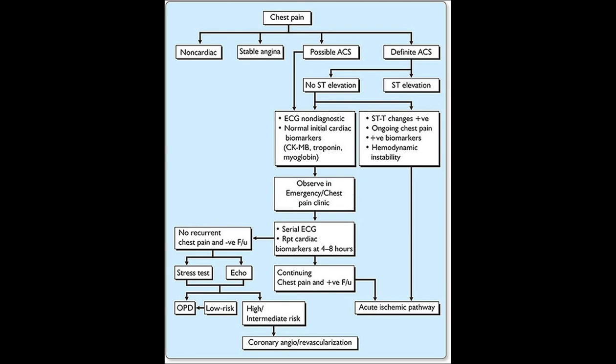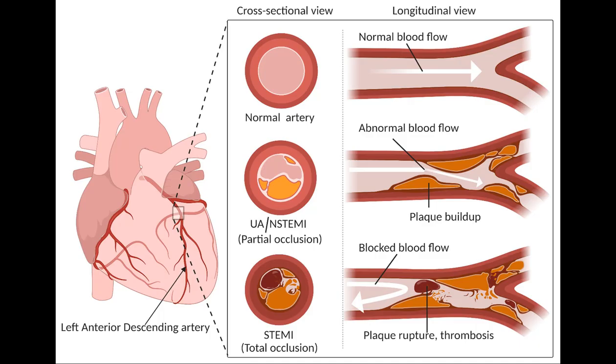In MI, the occlusion of a coronary artery leads to myocardial necrosis, which releases these enzymes into the bloodstream, causing elevated levels that can be detected through laboratory tests. Conversely, in UA, the reduced blood flow to the heart is usually not sufficient to cause significant cell death, and as a result, cardiac enzymes typically remain within normal limits.